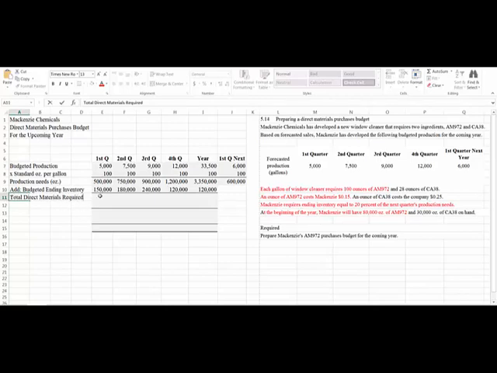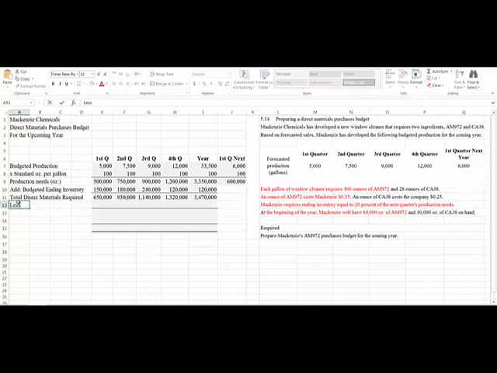And this is all going to be added. So this is equal to the 500,000 plus the 150. And then we're going to add those all the way across. Okay. So now the last thing we're going to do is take out our beginning inventory, right? Because this is the total that we need, but then we're going to have some stuff on hand.